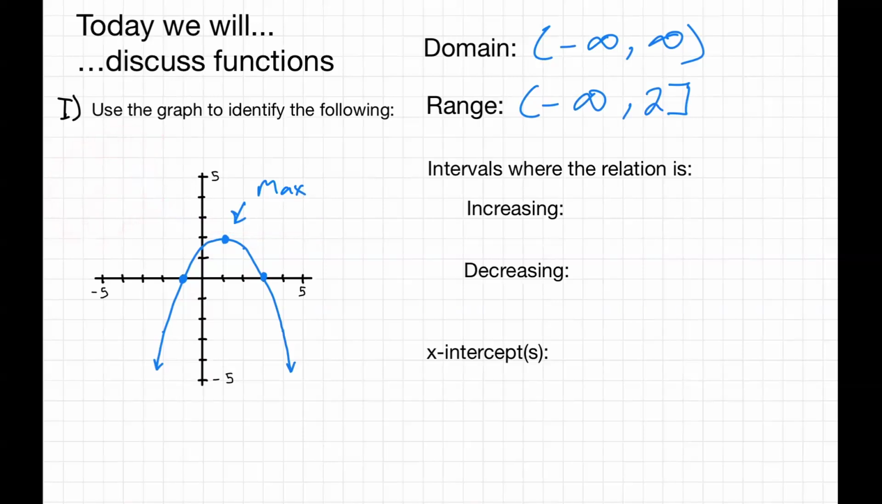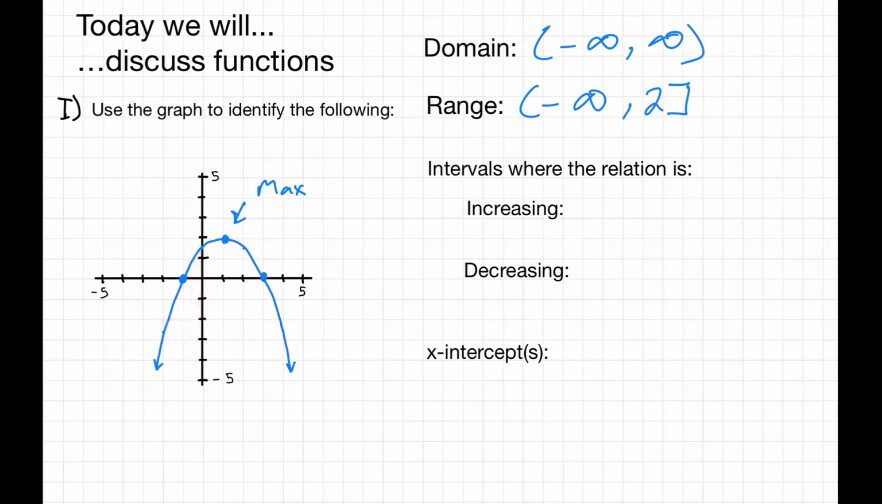Do we all feel okay then with the domain and range? All right, so the next thing I said, identify the intervals where the relation is increasing or decreasing. We talked about that average rate of change, right? If I pick a point here and I pick a point here, as we go from left to right, does it go up or go down? Goes up, right? So for these two points, we see a positive rate of change, which means that would be considered increasing.